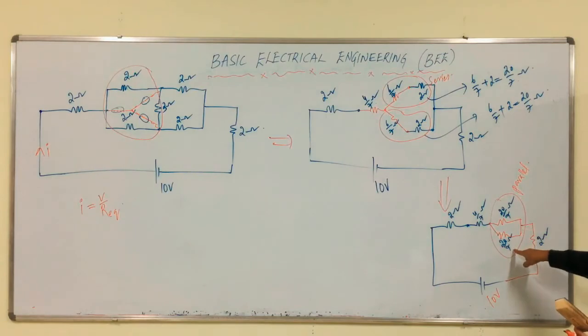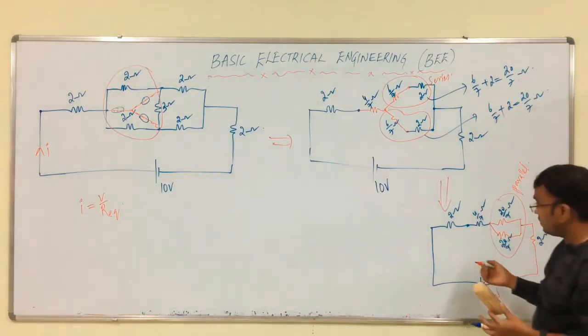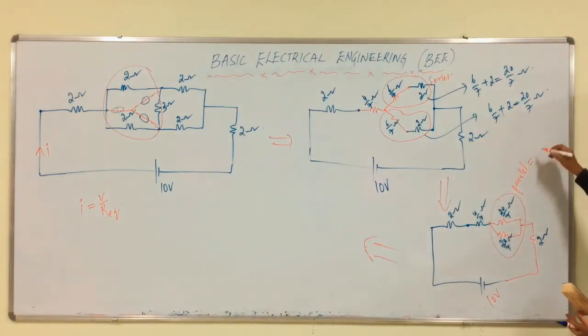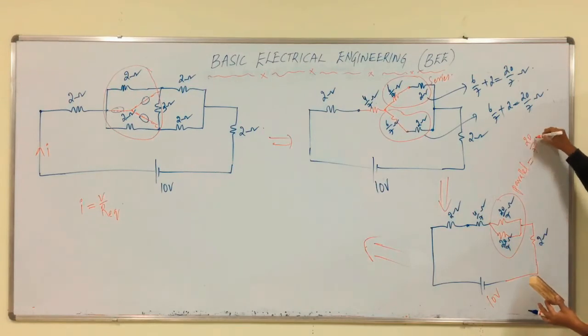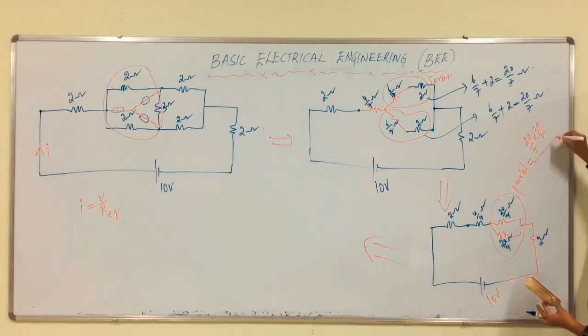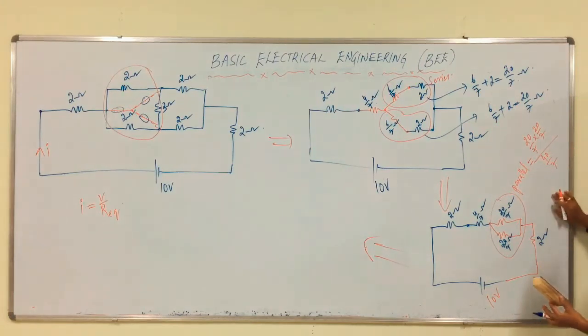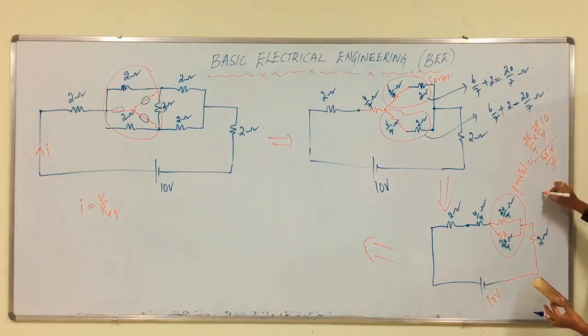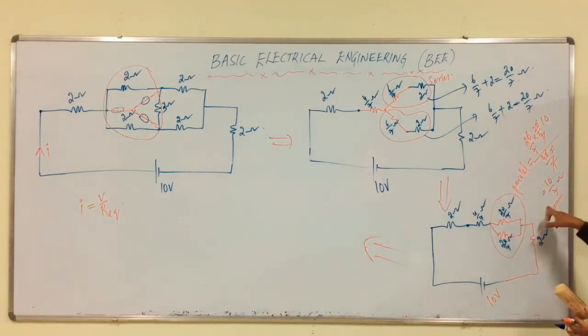So, 20 by 7 into 20 by 7 by 20 by 7 plus 20 by 7, that is parallel. Therefore, which is equals to 20 by 7 into 20 by 7 by 20 by 7 plus 20 by 7. Finally, we got 10 by 7 ohms. So, this combination is nothing but 10 by 7 ohms.